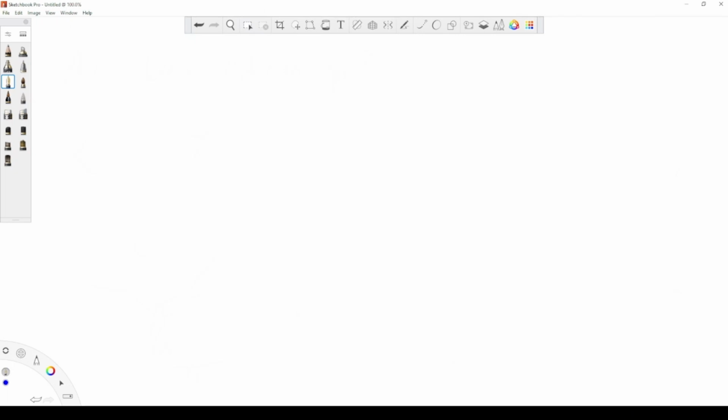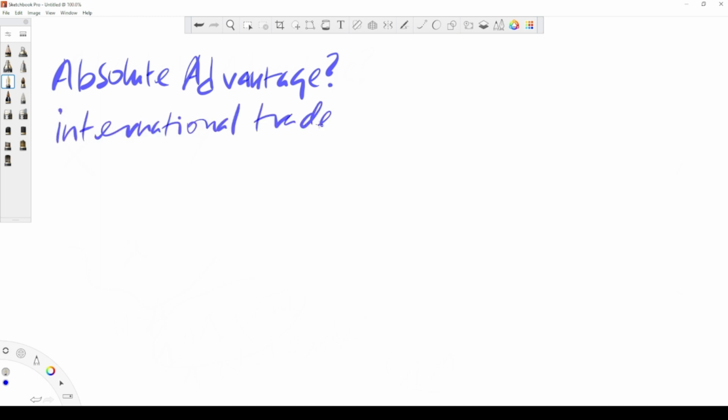Hello there. So today we are going to talk about another interesting concept in economics termed absolute advantage. The first question we would like to ask ourselves is, what is absolute advantage? Absolute advantage is a concept that helps explain international trade. The main idea is as follows.